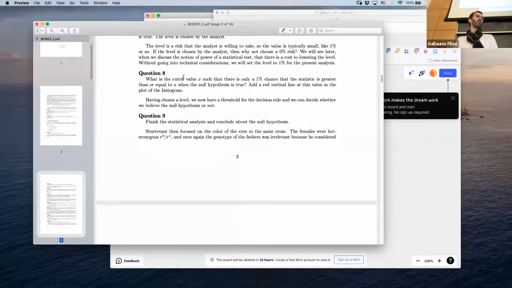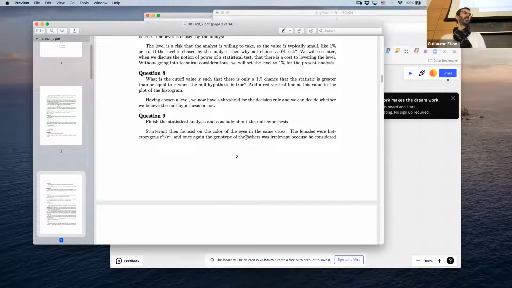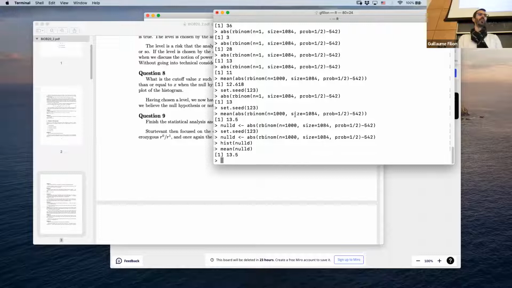So question 8, what is the cutoff value x such that there is only 1% chance that the statistic is greater than or equal to x when the null hypothesis is true? So what I'm asking is, where should we put the line here such that 1% of the points are on the right side and 99% of the points are on the left side? Where is that line? Any idea, anyone? Maybe not where is that line, but how do I find that line? Yes, go ahead. Okay, so my best friend is going to be the quantile function.